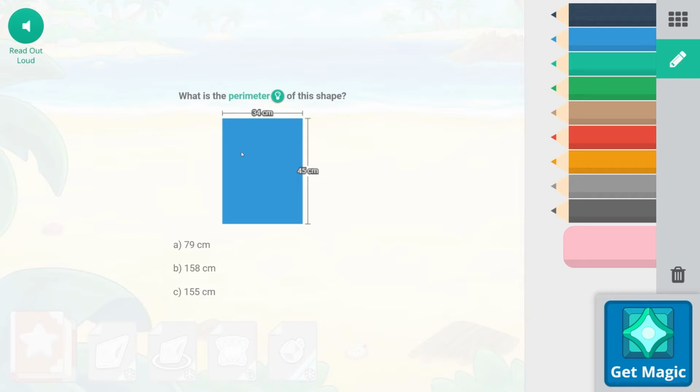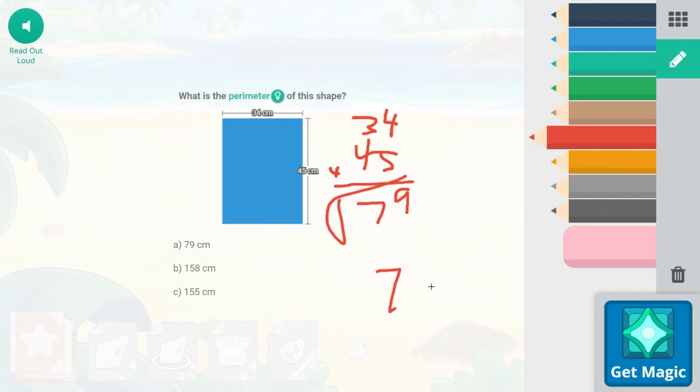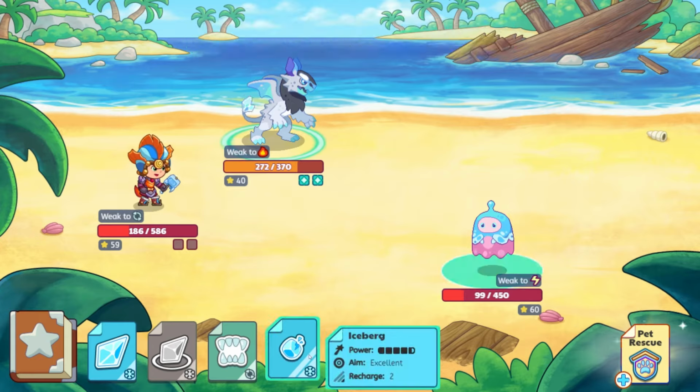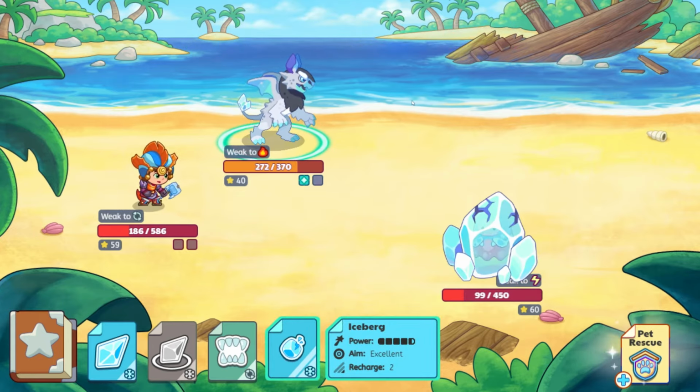And the perimeter, so we already did perimeter. This number is a little bit larger. So 34 plus 45, that is going to be 79. And then 79 times 2 is going to give us the 34 side and the 45 side twice. So that's going to be 18, and then 158. So 158 centimeters is what it's going to be. And Iceberg will finish it off. Nice.